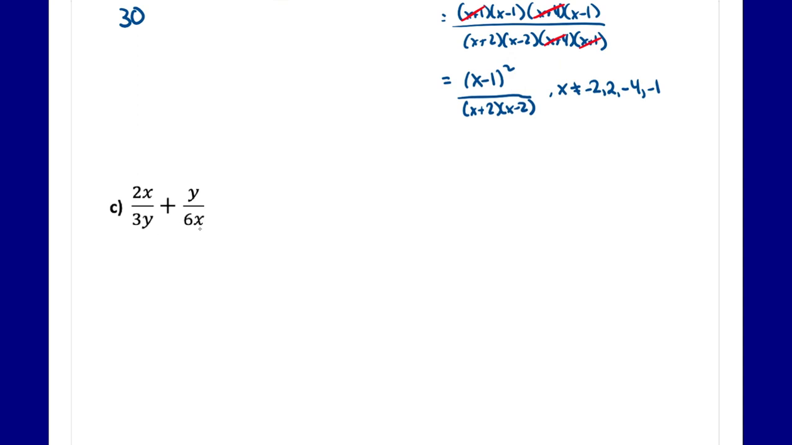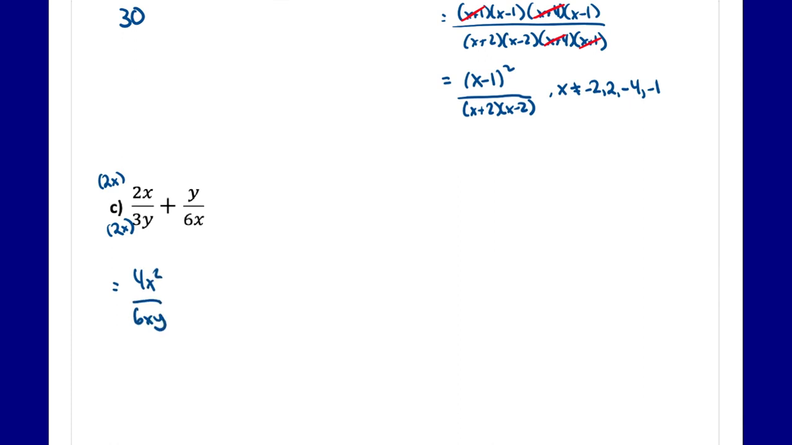So my numbers, 3 and 6, I can change the numbers on this one to easily get to 6 by multiplying both parts by 2, because 2 times 3 will give me 6. However, I do need the x, so I do need to multiply both parts by 2x. So that would make the first fraction 4x squared over 6xy.